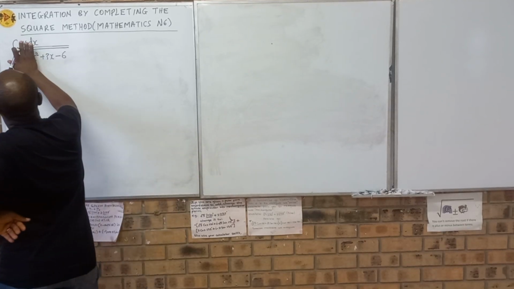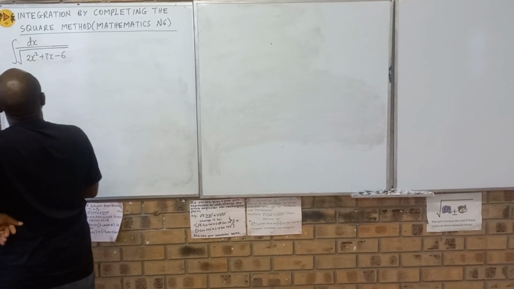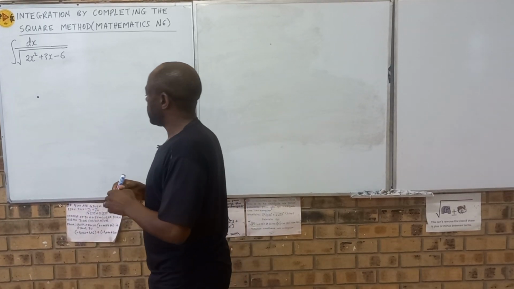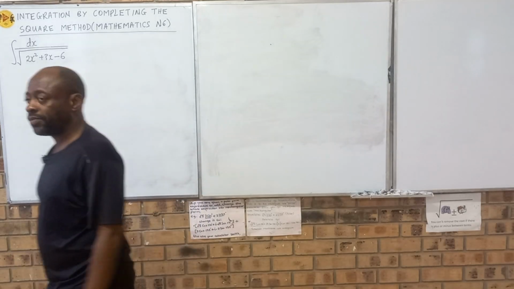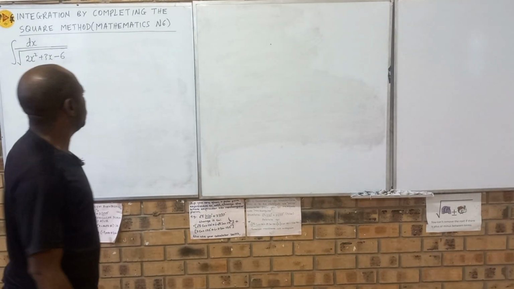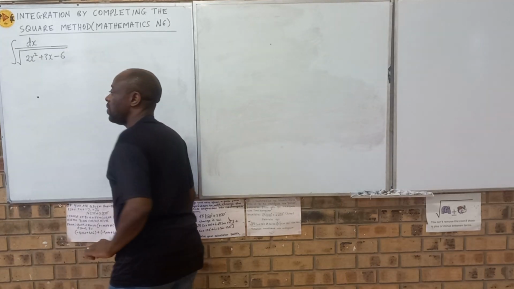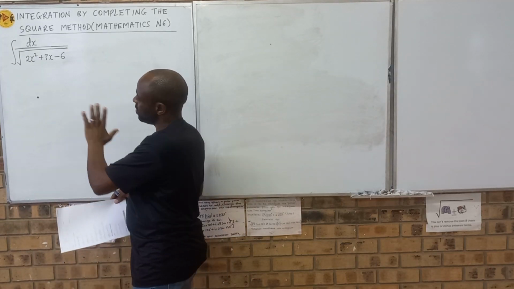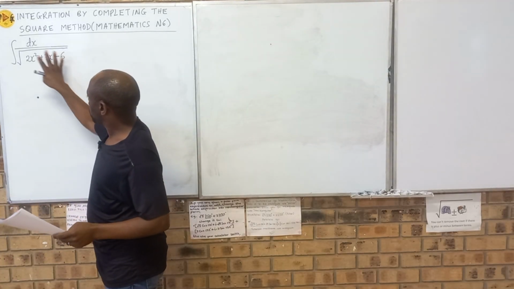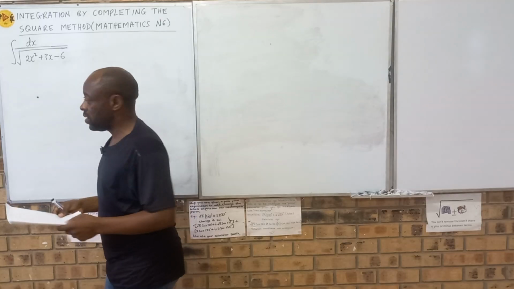Let's have a look at another problem from N6, integration by completing the square method. So, I guess by now you're familiar with the technique as a mathematics student. Immediately you see a problem for integration, take your time to interpret it, go to your formula sheet, page number 4, and look for a possible formula that can help you handle this.